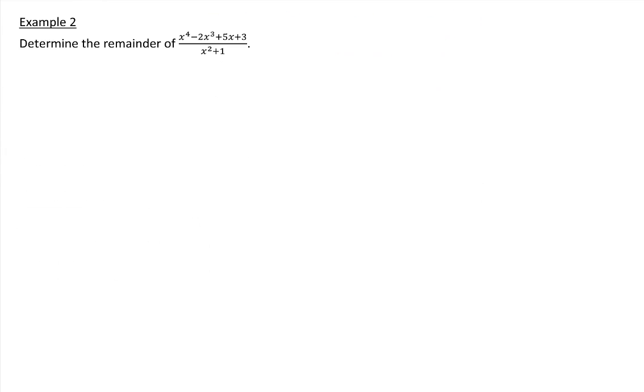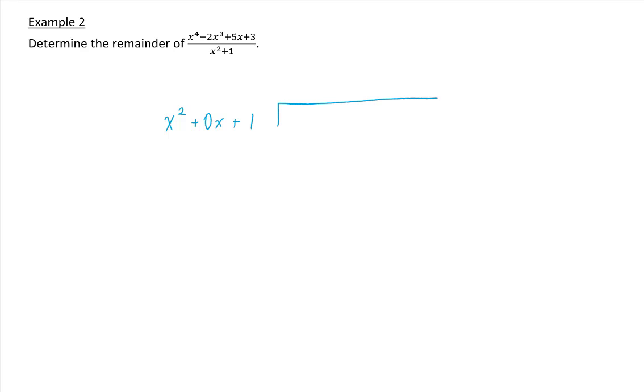All right, next up, let's determine the remainder of the following quotient. Notice for the x squared plus 1, we're missing the x term. So we're going to include a 0x for our divisor. And as well for the quartic function, we are missing the x squared term. So we're going to add a 0x squared to our dividend.